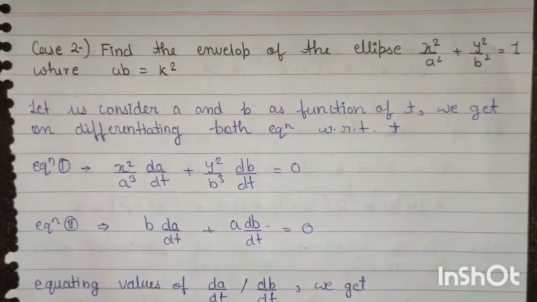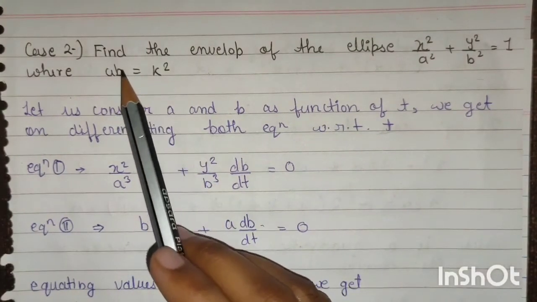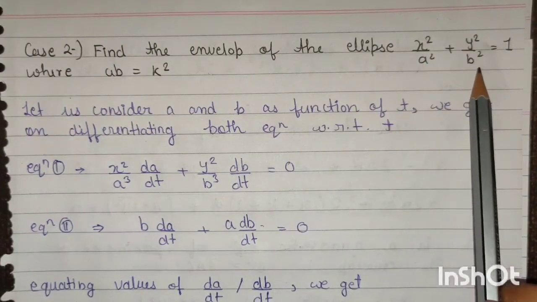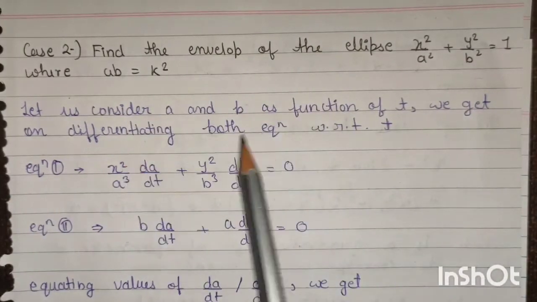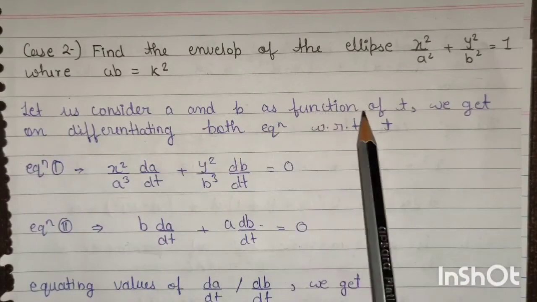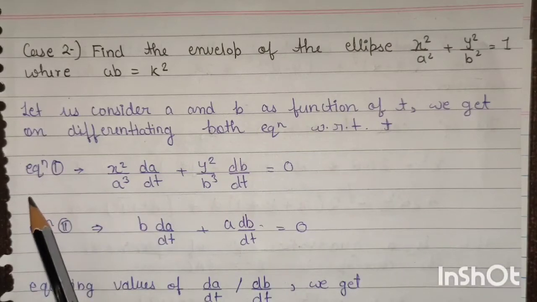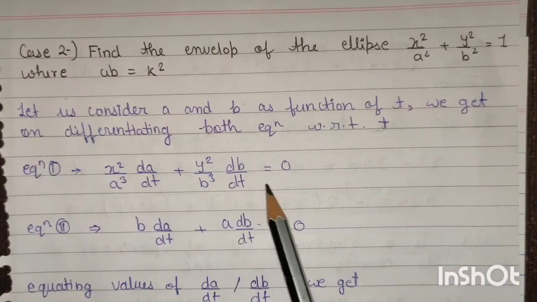Now we will see a case 2 example where we have two parameters a and b. Find the envelope of the ellipse x²/a² + y²/b² = 1, where a and b are related as ab = k². Let us consider a and b as functions of t. We get, on differentiating both equations with respect to t, on differentiating the equation of the ellipse, treating x and y as constants, x²/a³ dA/dt + y²/b³ dB/dt = 0, call it 1.